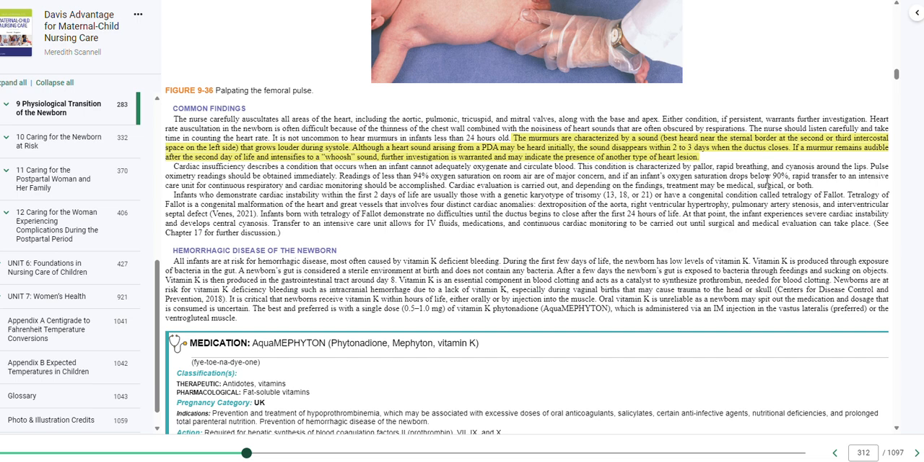All right, let's go on down. Hemorrhagic disease of the newborn. Okay, so we talked about vitamin K a while ago, right? AquaMEPHYTON. This is what we give at birth, in the first few days of life, because the babies do not have that blood clotting factor when they're born. So we're going to help them out by giving them some vitamin K.